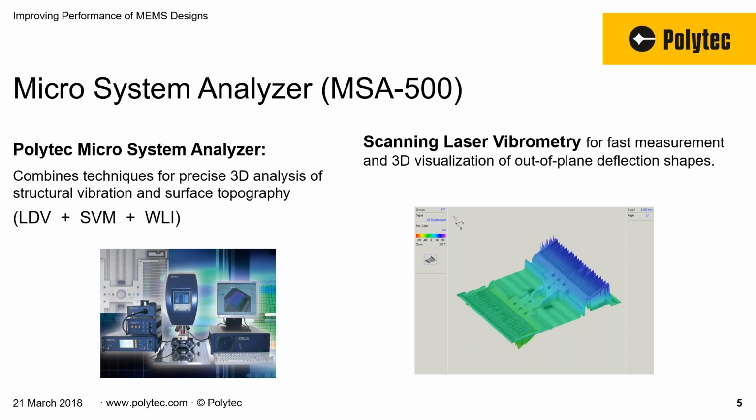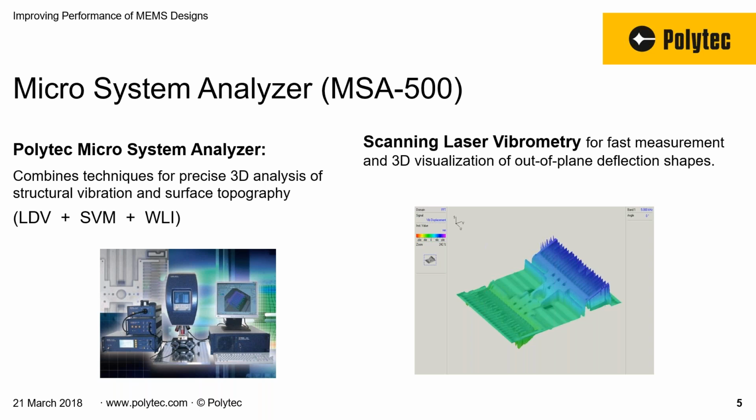Our system for MEMS characterization is our microscope-based system. This is our microsystem analyzer, or MSA 500. It uses this technique for laser vibrometry and combines other techniques for precise 3D analysis of structural vibration and also static surface topography. So we combine these powerful tools into one instrument for dynamic and static characterization of MEMS. And we use a scanning technique to map out out-of-plane deflections, and I'll describe how that works.